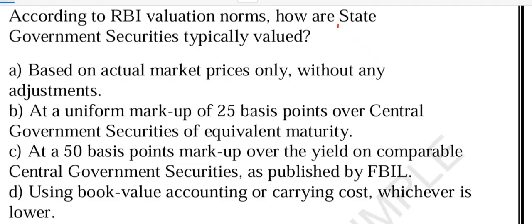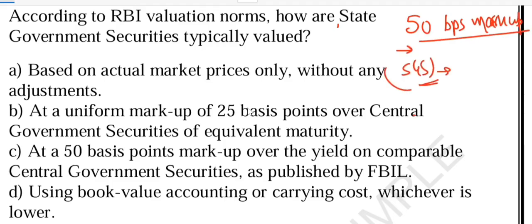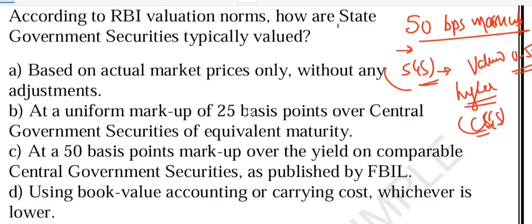So this is a very good question. There is a golden rule. The golden rule is the 50 BPS markup. So what does it say? That SGS, meaning a state government security, is always valued 0.5% higher than the CGS of the same maturity. Remember, this is the RBI rule. This is called the golden 50 BPS markup, which says that a state government bond, or SGS, is always valued 0.5% higher than the CGS of the same maturity. So that is the 50 BPS markup, the golden rule.